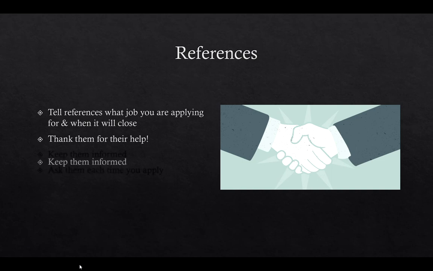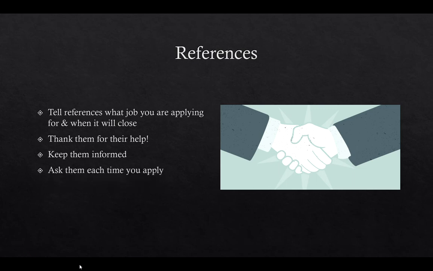You should also keep them informed. So if you get the job or have an interview, you need to let them know that. You also need to let them know if you got rejected so that they don't have to worry about the phone calls anymore or be waiting for those. And then you also should ask them each time you apply. So even though they've said they'd be your reference for one job, you need to make sure you re-ask for the next job you apply for, just to make sure that they're comfortable still helping you with that.